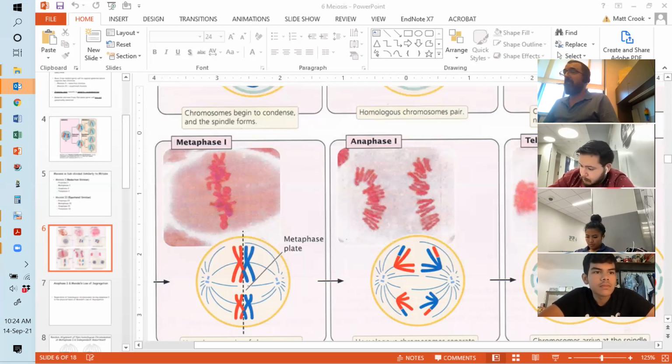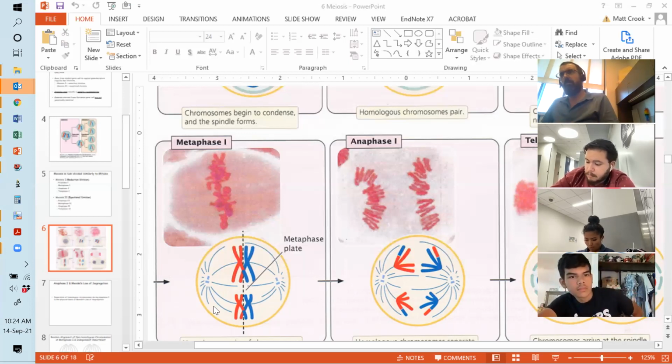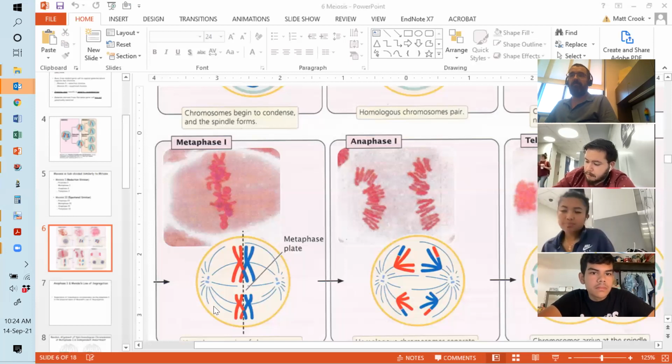So which way they line up, totally random. Where they recombine, totally random. Which gamete fertilizes which gamete, totally random. I mean, mostly random. Even which oocyte gets activated, totally random. Huge amount of randomness going on all the way through.